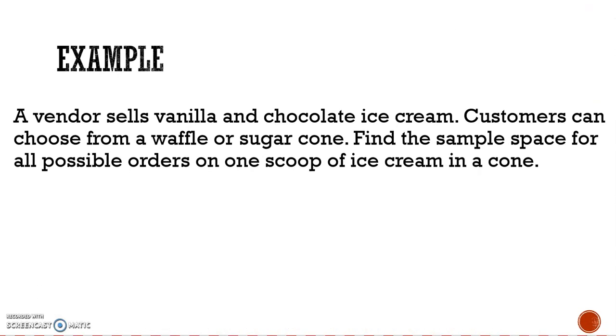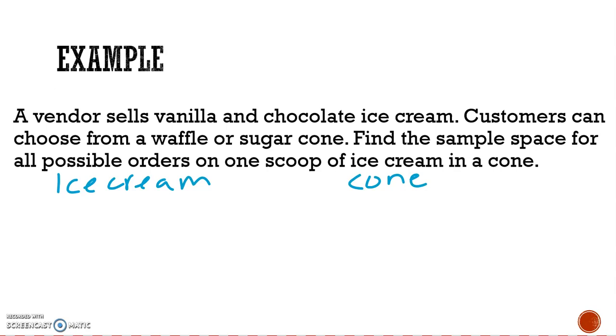So here's our first example. A vendor sells vanilla and chocolate ice cream. Customers can choose from a waffle or sugar cone. Find the sample space for all possible orders on one scoop of ice cream in a cone. Okay, so they can choose the ice cream, or they can choose the cone.